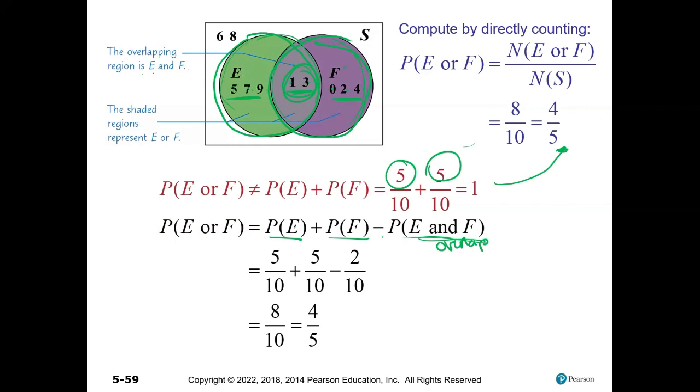There are five values in E. There are five values in F. But there are two of them in the overlap, two values that are counted twice or counted in both of them. And when you subtract that two, we now see that they do match. So you have to be very careful to determine, do I have overlap or not?